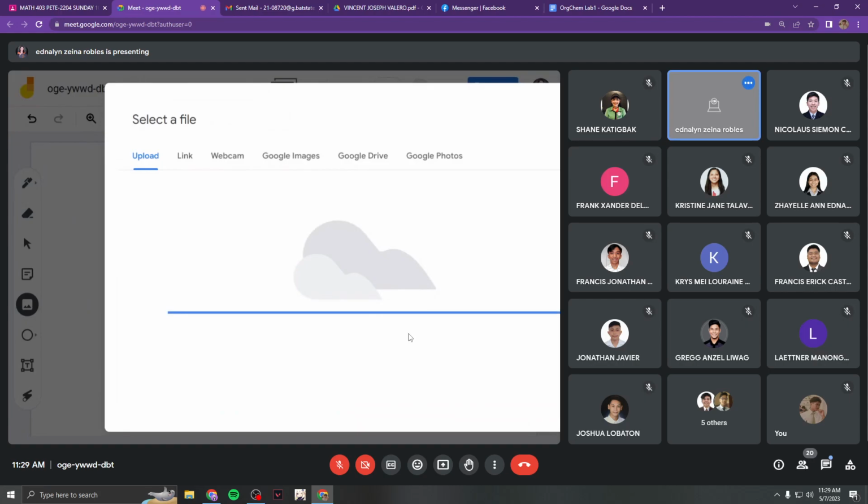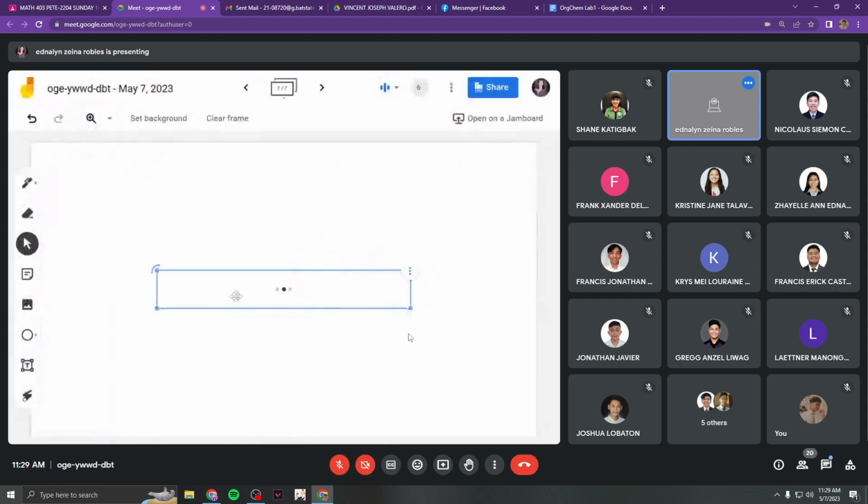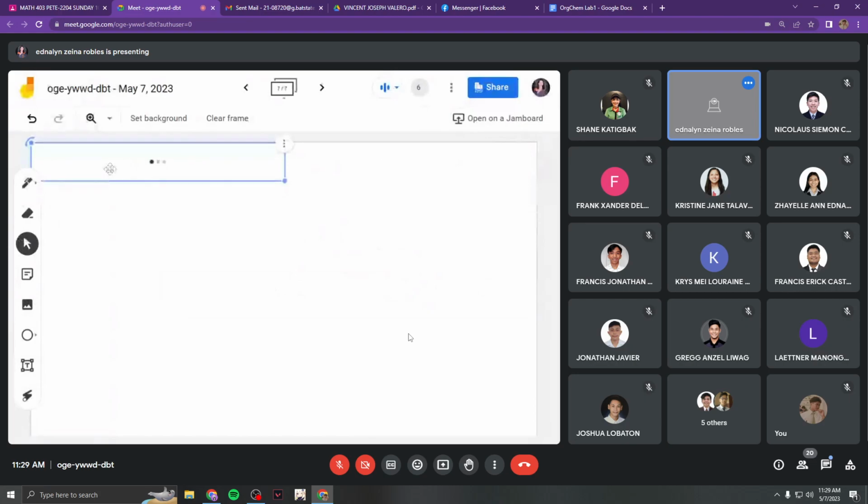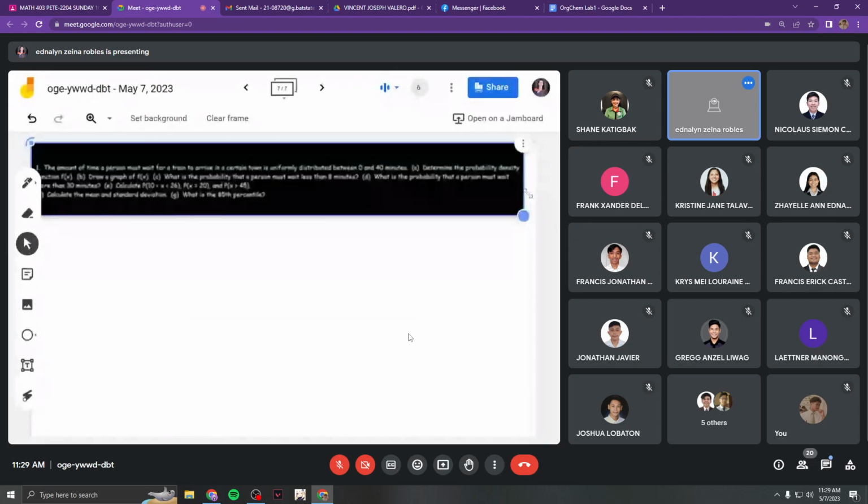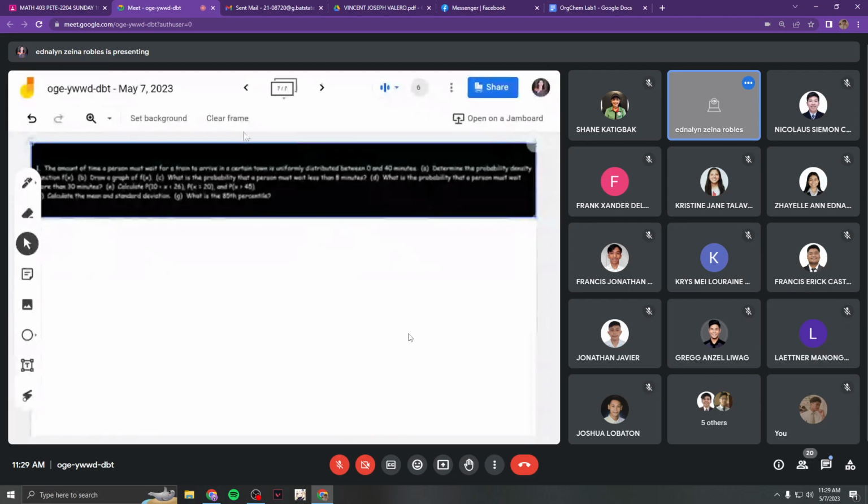First problem is that this one. Can you see it now? Can you see the problem? Is it visible? Medyo malabo po, ma'am. Hindi medyo malabo. Sige, basahin ko na lang.